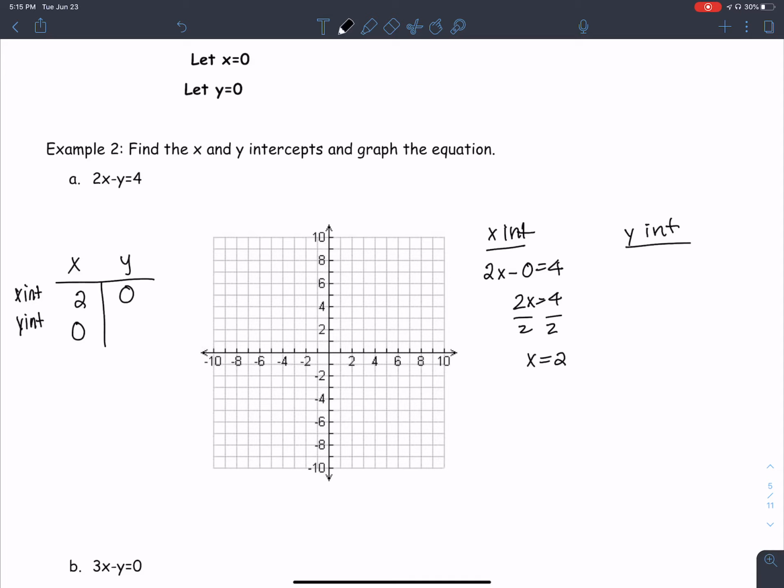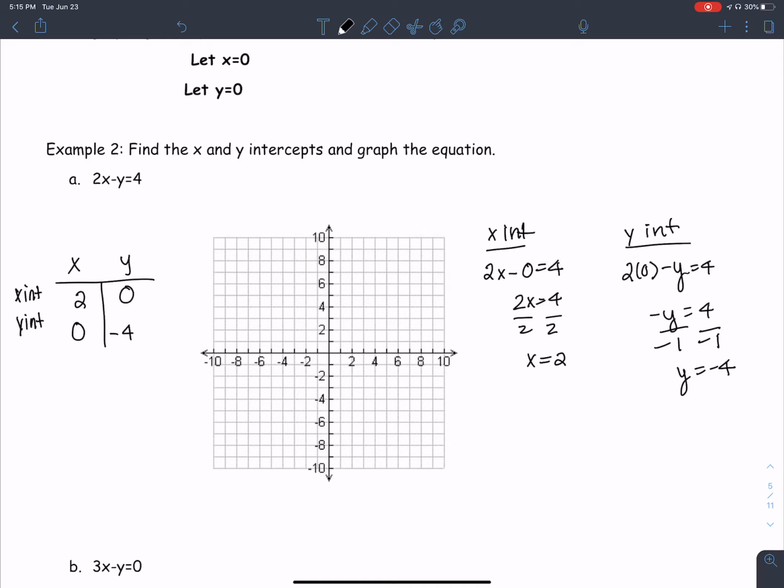I'm letting x be 0. So 2 times 0 minus y equals 4. Negative y equals 4. Divide by negative 1. And y equals negative 4. So I'm putting negative 4. So my y-intercept is (0, -4).